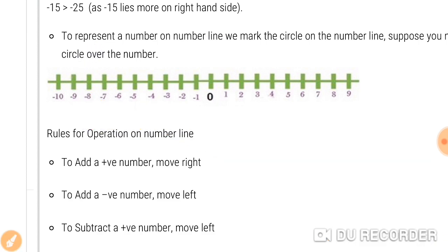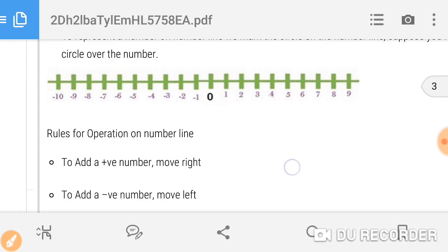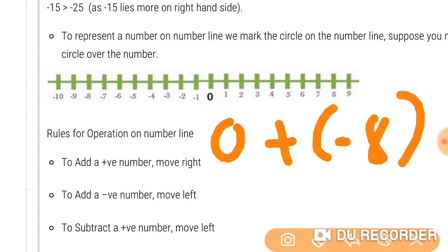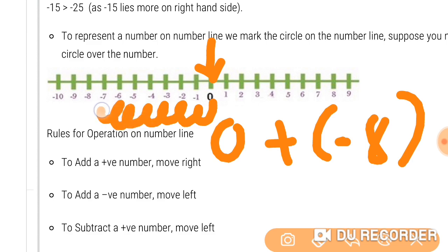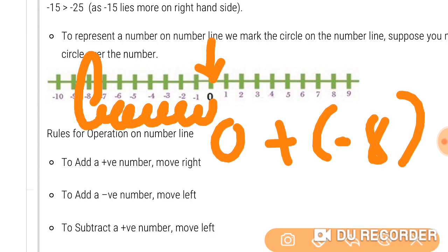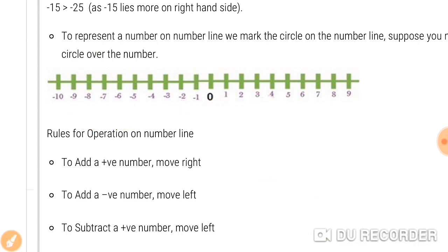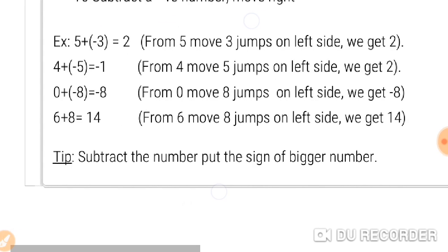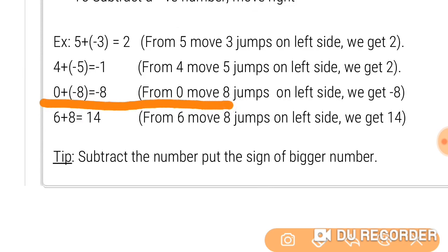So this is 0 plus of minus 8. So 0 it is. By 8 times we have to go left here. So the answer is minus 8. You can see the answer here. From 0, move 8 jumps on the left side, we get minus 8.